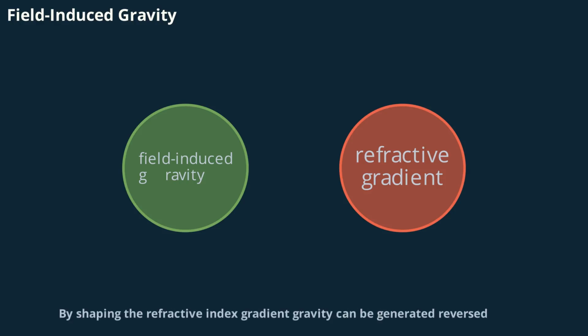By shaping the refractive index gradient, gravity can be generated, reversed, or nullified. This mass-independent approach allows for the creation of gravity-like fields in environments where traditional propulsion is impossible, such as deep space. The implications for spacecraft design and interstellar travel are profound, as it enables new forms of maneuvering and energy efficiency.